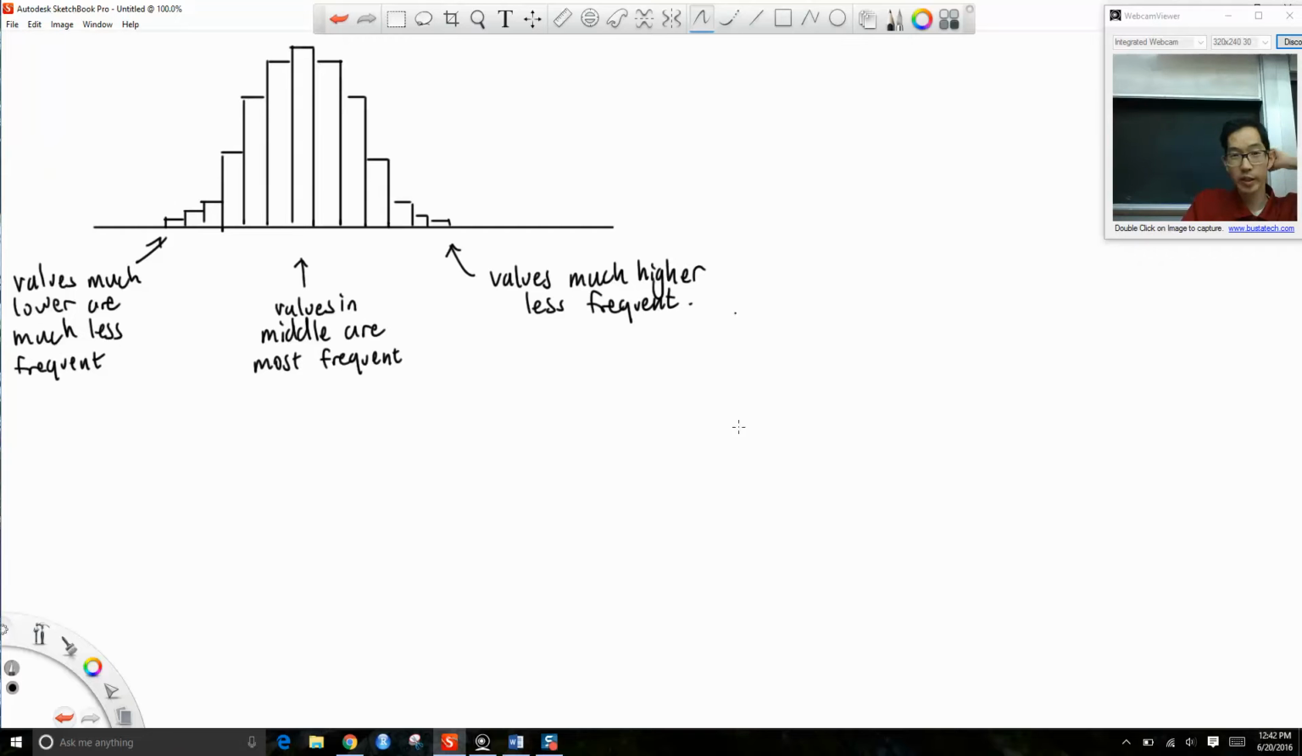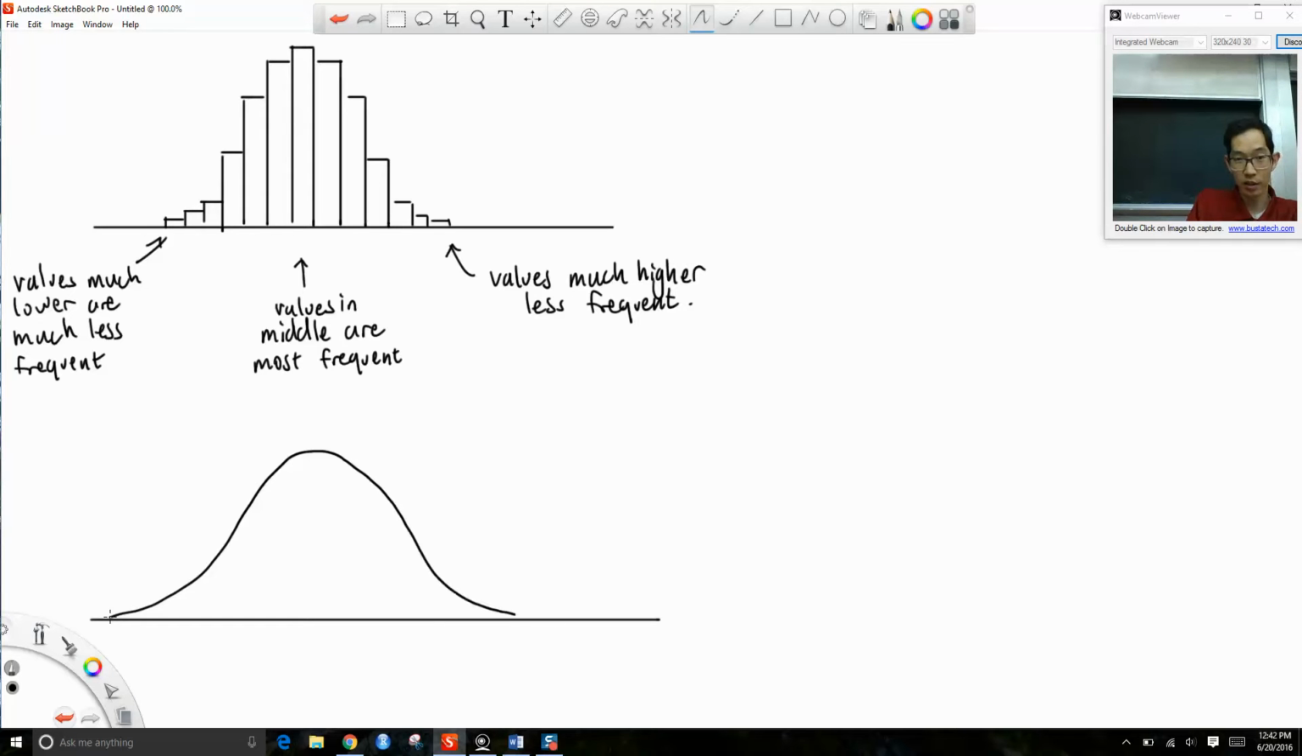Okay. And so just for simplicity, I'm going to just kind of draw a curve to represent this, and this again says values in the middle are most frequent, values that are much higher, values that are much lower are much less frequent. So the histogram can be represented with a curve.